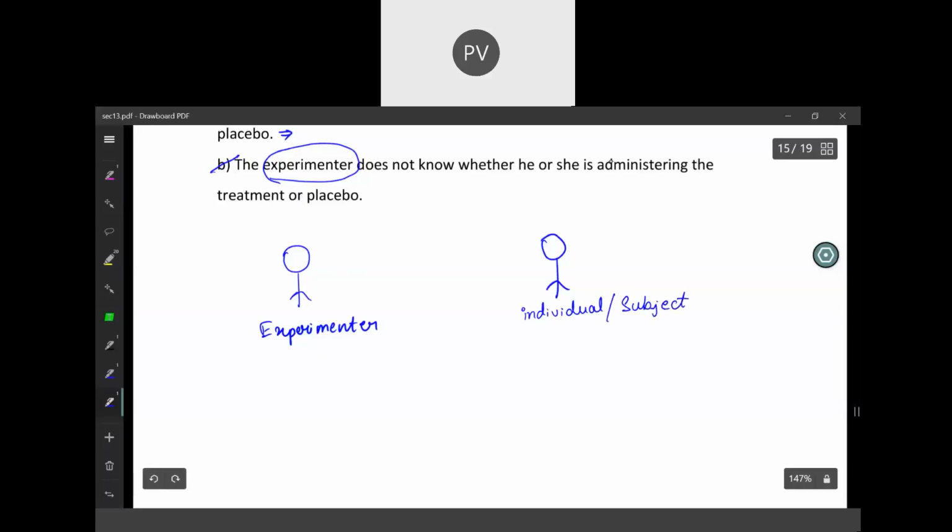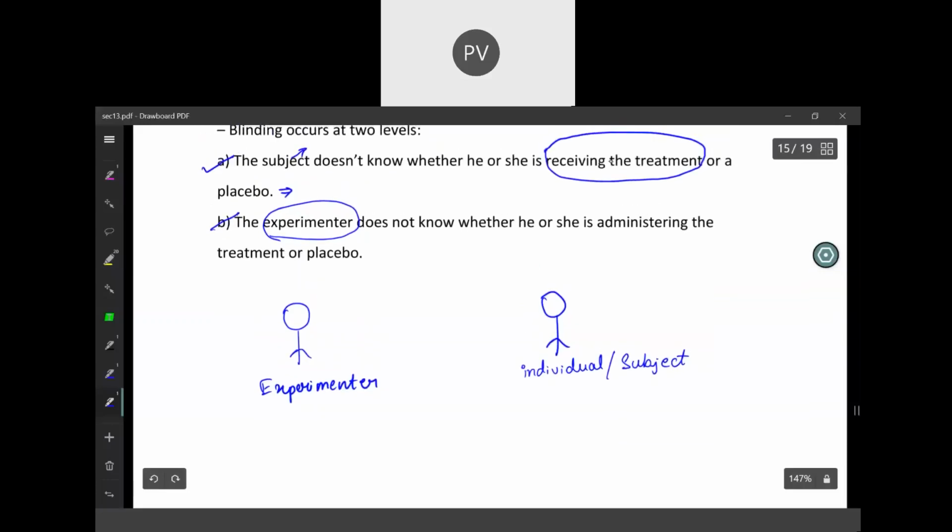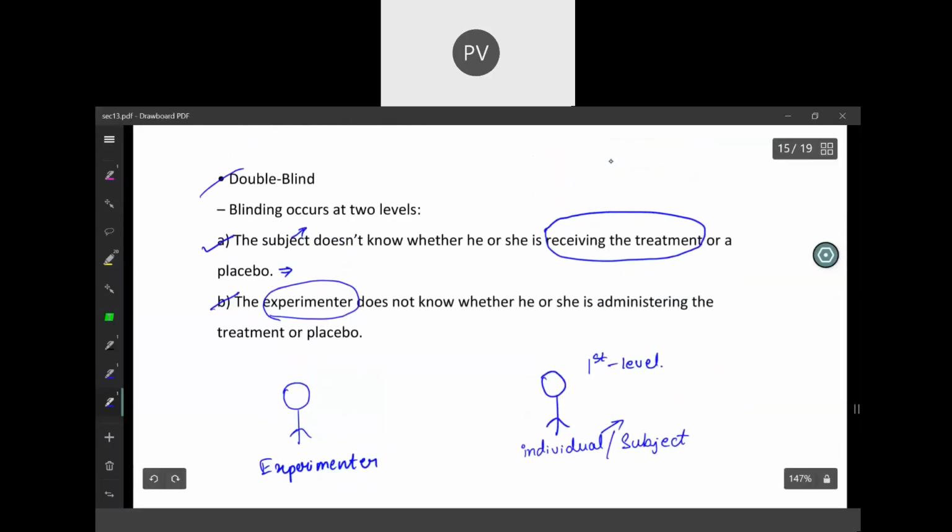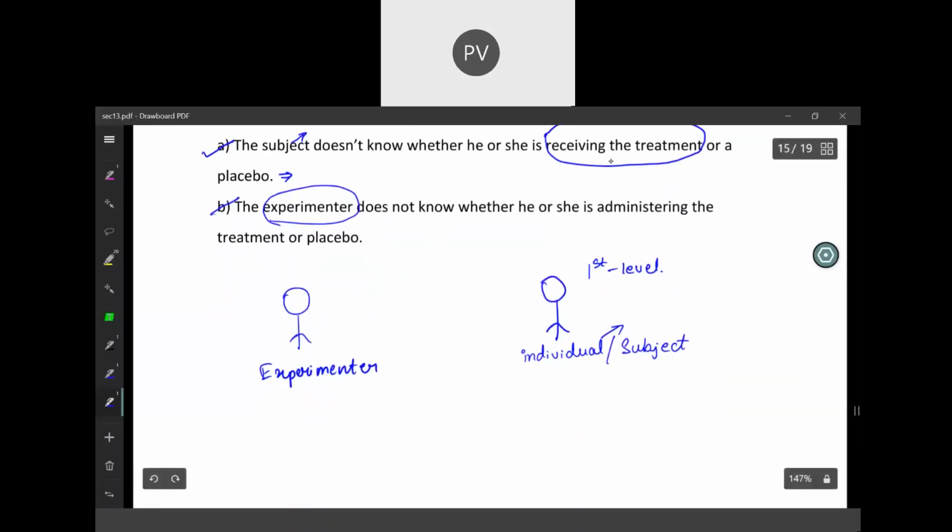Okay, now in blinding, as I said, there are two levels. This is the first level, where the individual will not know whether it is a treatment or a placebo. Treatment in the sense of real treatment: it can be a real treatment or it can be a neutral treatment. So in this first level, the individual will not know whether it is a treatment or a placebo.